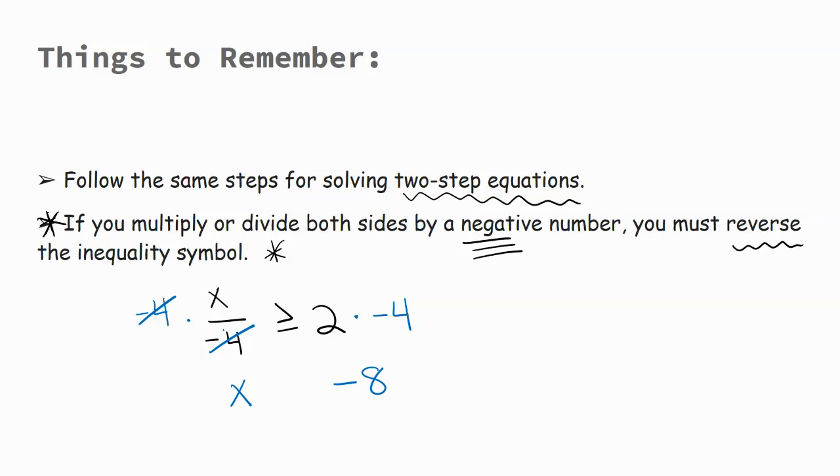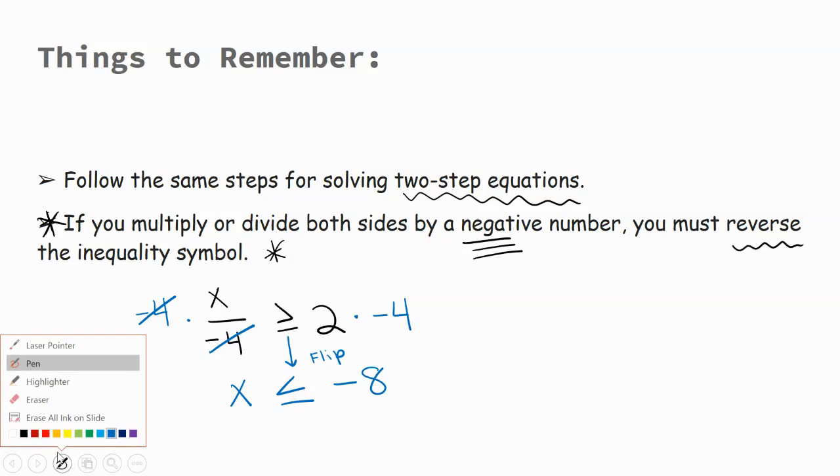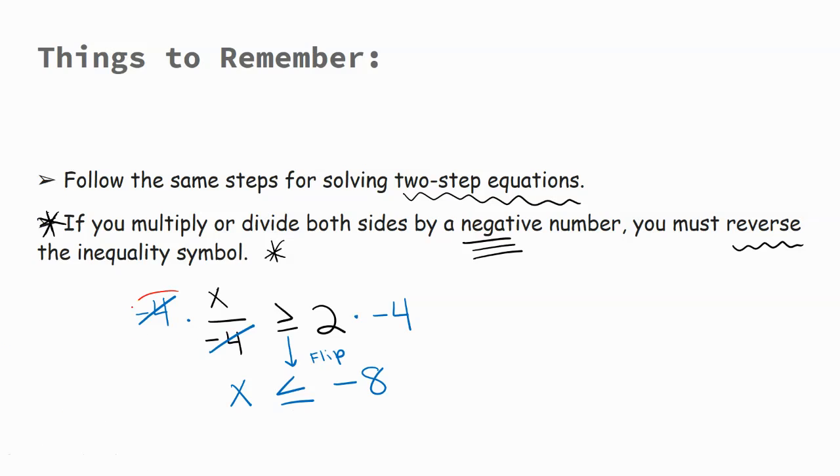However, since I multiplied by a negative number, this sign is going to flip. And by flip, I mean instead of it being greater than or equal to, it's now going to be less than or equal to. Now, this only happens when you multiply or divide by a negative. So since the number I was multiplying to both sides was negative, that's when I'm going to flip the sign.